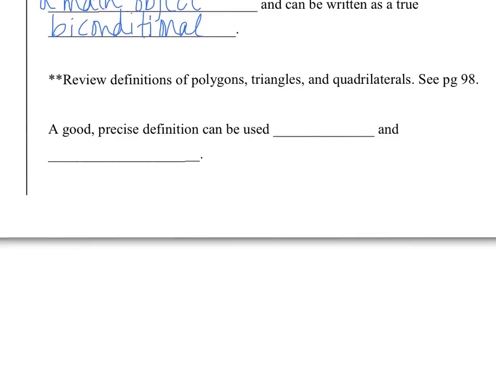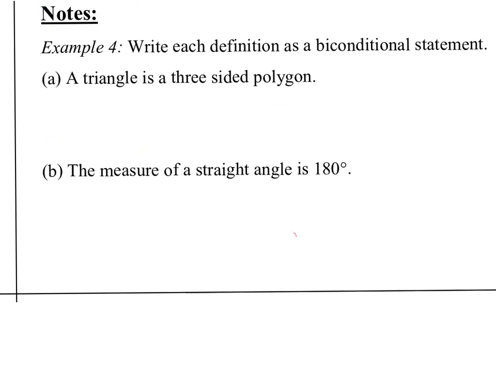So here we go, same story, different words. A good, precise definition can be used forward and backward. That is why we can use biconditionals to help us, because they are by nature already forward or backward. Write each definition as a biconditional statement.